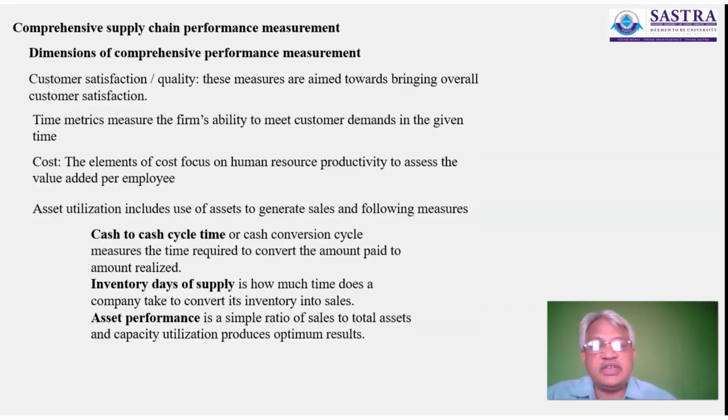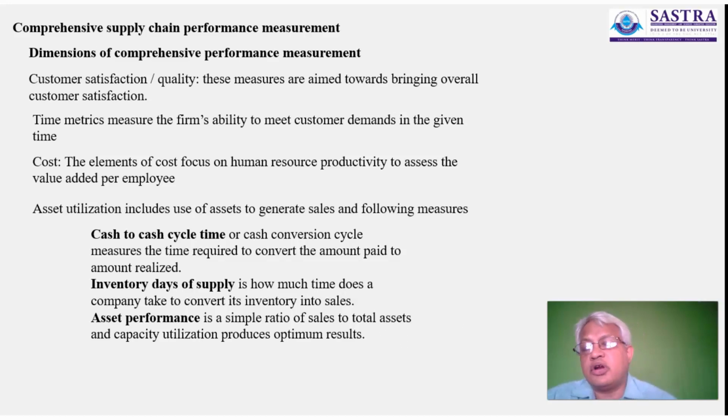Now let us see what each of these metrics mean. The first part on the left hand side in the previous slide was customer satisfaction and quality. They are normally aimed towards bringing overall customer satisfaction. Followed by time metrics, they measure the ability of a firm to meet customers' demand within the time period mutually agreed by the company as well as the customer. The cost element is focusing on productivity, which is basically human resource productivity. That is what we call value added per employee. There are different formulas for this available which can be looked into.